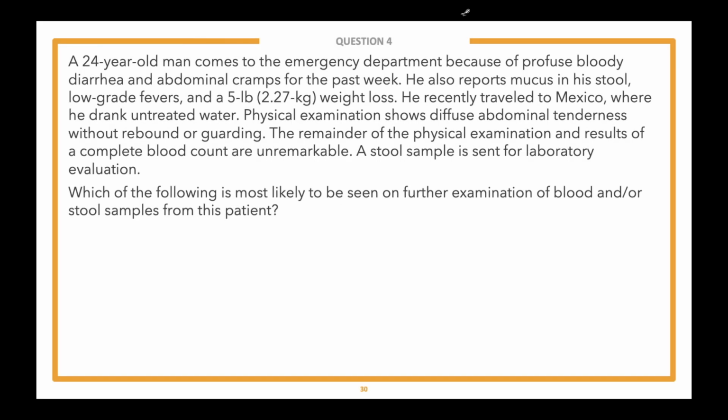Once again, the answer choices are covered up, and we will begin with the lead-in. Which of the following is most likely to be seen on further examination of blood and or stool samples from this patient? I'll give all of you a few seconds here to think about how many steps this question will require.